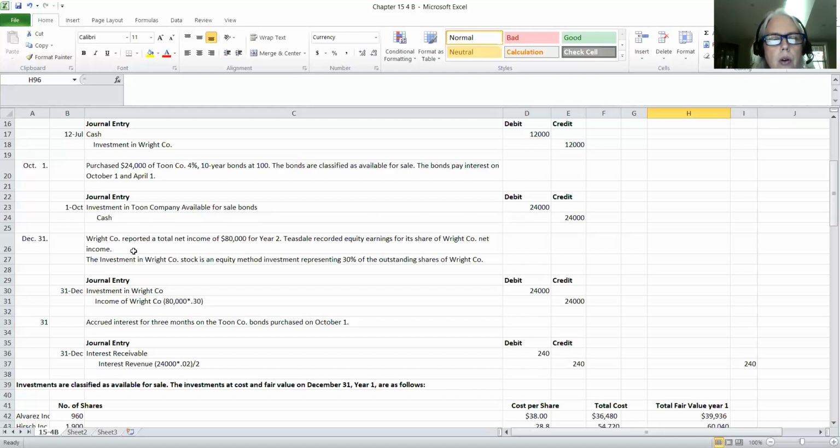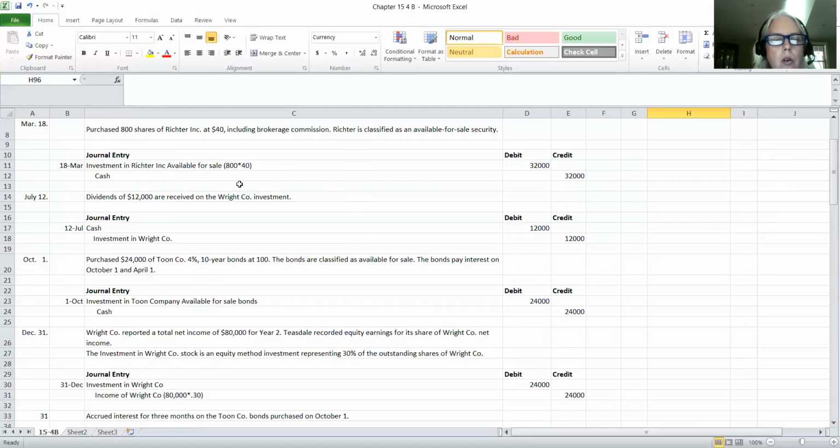At December 31st, the Right Company reported a total net income of $80,000 for year 2. Remember, these are year 2 transactions that we're working on. Teasdale recorded the equity earnings for its share of Right Company's net income. This is how I knew that we were using the equity method, but I feel like they should have told you up here in order for you to get this journal entry correct on July 12th. You had to know that we were using the equity method.